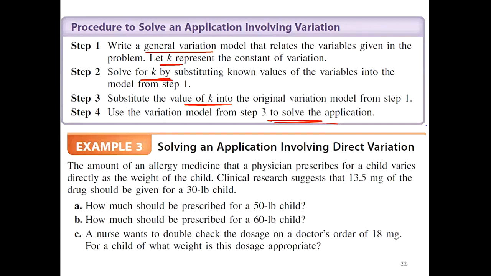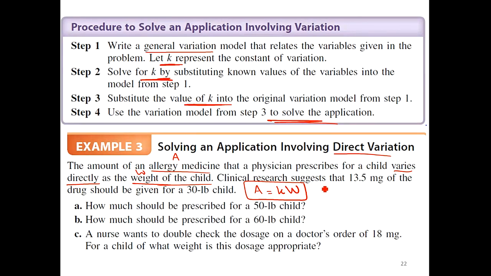Now, look at this example about direct variation. The amount of allergy medicine that a physician prescribes for a child varies directly as the weight of the child. So we have the allergy medicine, this is A, and we have the weight W. Between them the relation varies directly, like this: A equals K times W. Now this is the formula, but we need to find K. How can we find K?